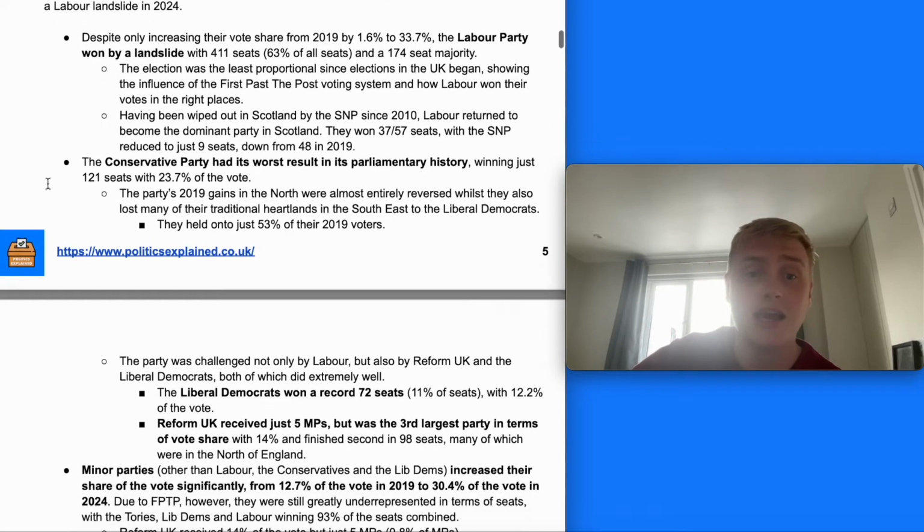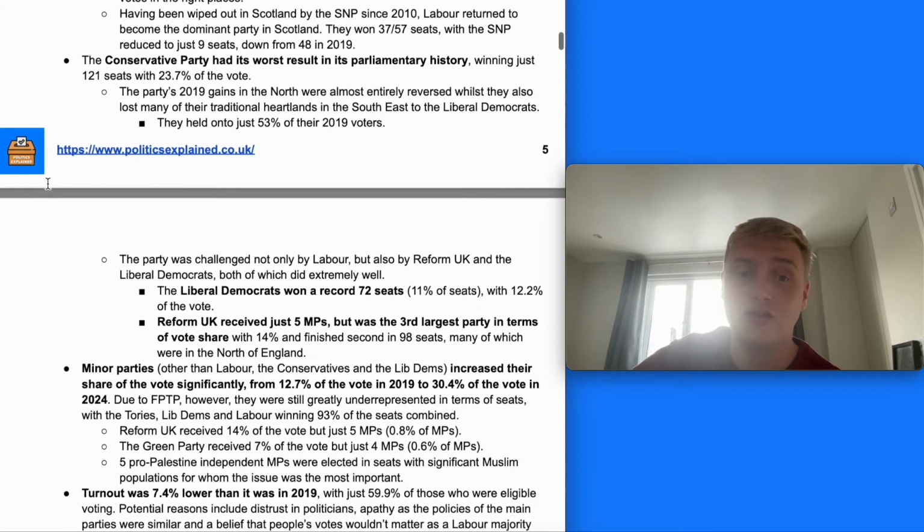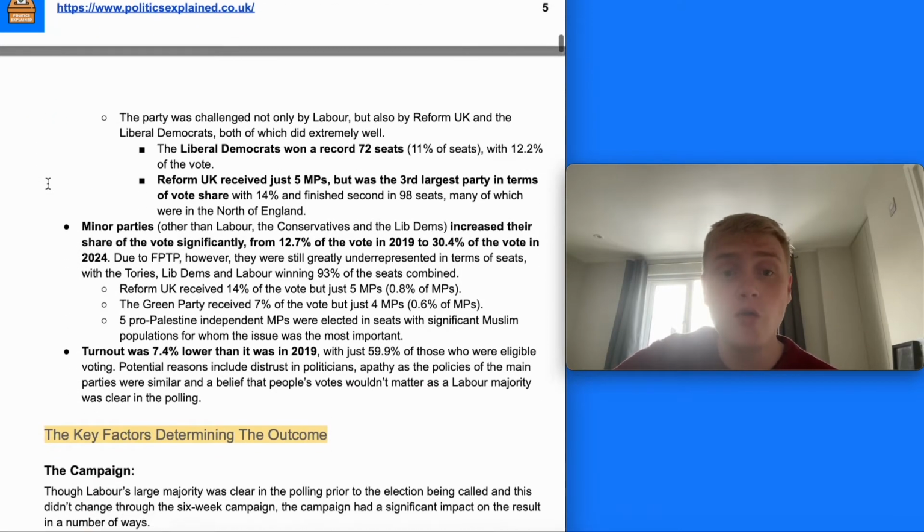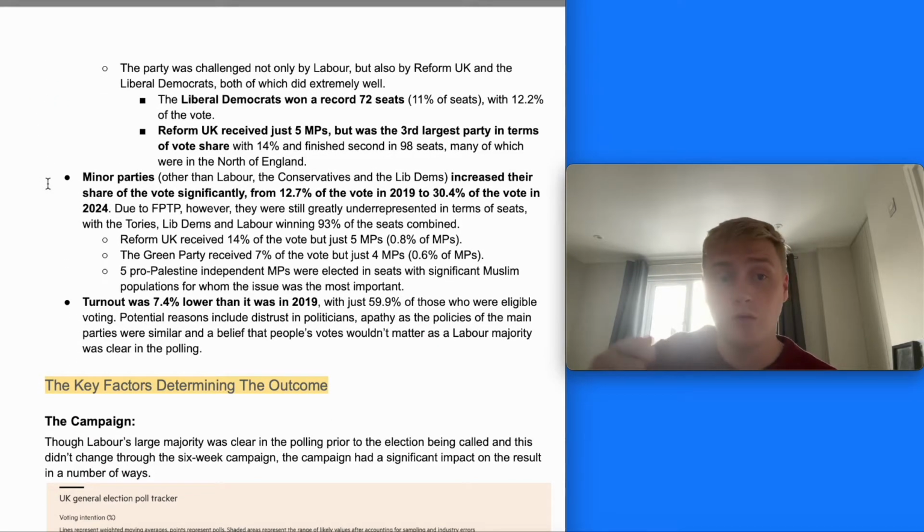And the Conservative Party had its worst result in its parliamentary history, winning just 121 seats with 23.7% of the vote. The party's 2019 gains in the north were almost entirely reversed, whilst they also lost many of their traditional heartlands in the southeast to the Liberal Democrats. Ultimately, they held on to just over half of the voters that they got in 2019, so a massive drop in their vote share. The party was challenged not only by Labour, but also by Reform UK and the Liberal Democrats, both of which did extremely well.